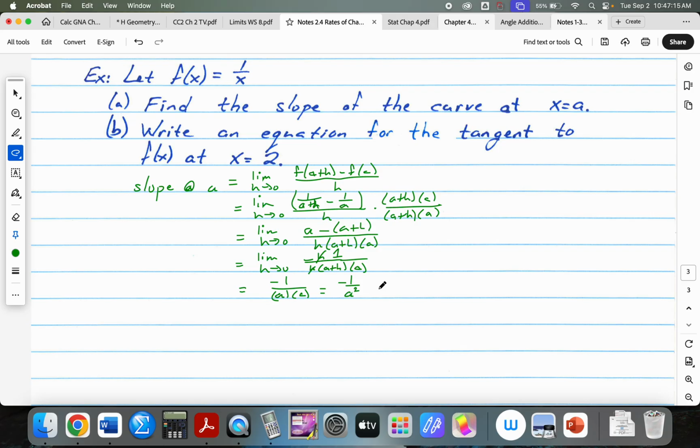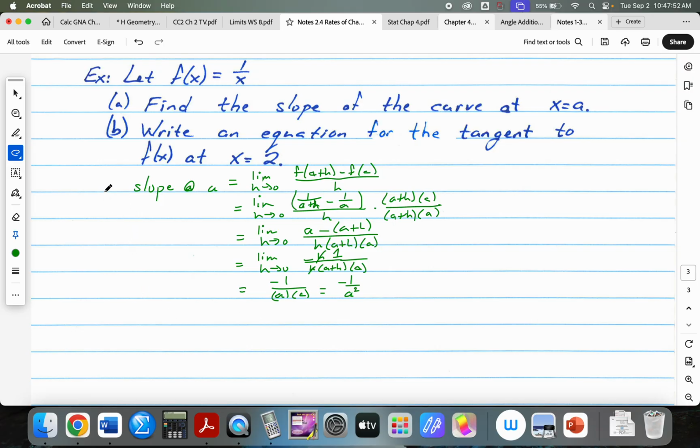Where did the h and the a plus h go? In the denominator. Second to last, they're still there, and I let h go to 0. Oh, right, okay. So when I let h go to 0, I just have a in that term, or in that factor, rather. So that's part A. That's the slope of the curve at x equals a. This gives me an equation that lets me find the slope at any value I want.